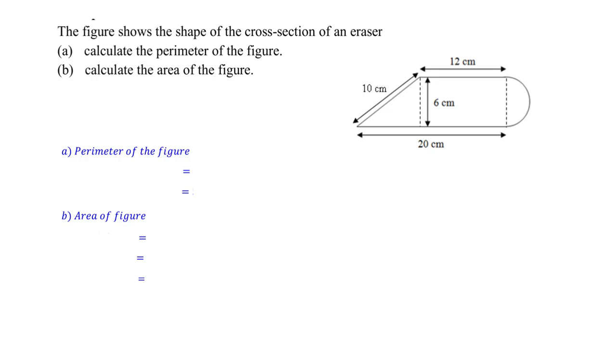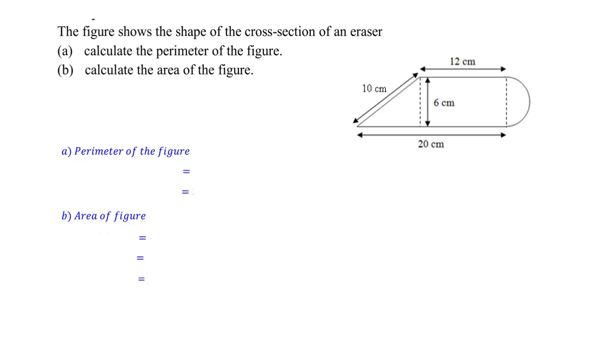We are given a cross section of an eraser. It looks like this, a trapezium and a semicircle. Of course, you can still see it as a triangle, rectangle and semicircle. Calculate the perimeter and the area of this figure.